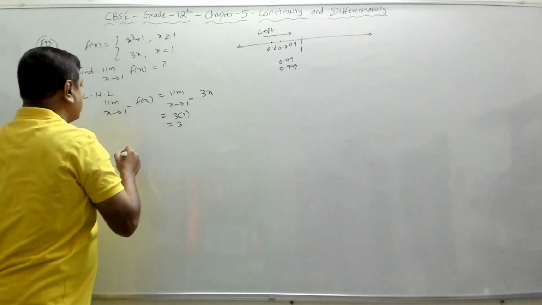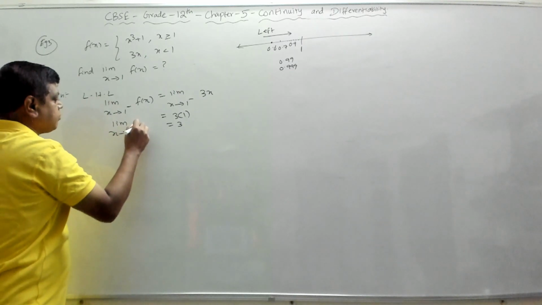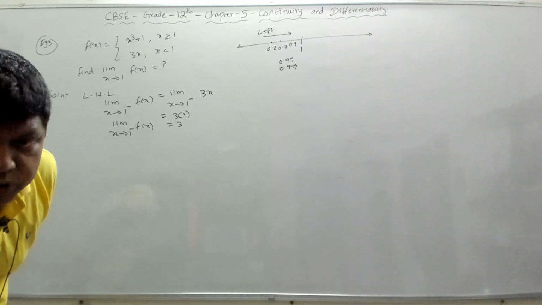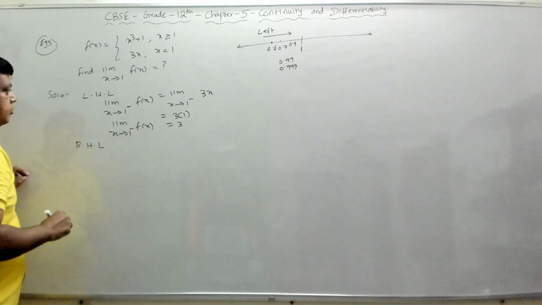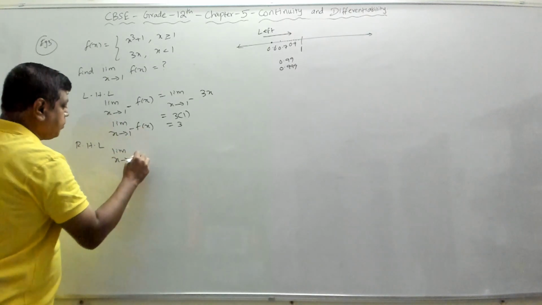That is 3. So what is our left hand limit? The left hand limit, limit x goes to 1 minus f of x, is 3. Now we should find the right hand limit, RHL. So RHL is what? Limit x goes to 1 plus f of x.